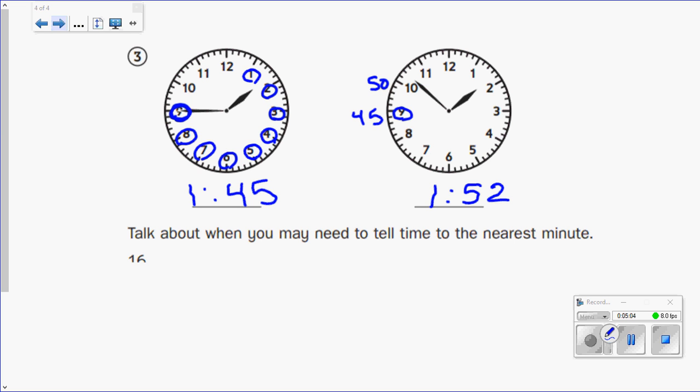Okay, that completes all of our clocks for our homework today. But if you have a minute, sit and talk with somebody in your family and ask them about when you need to tell time to the nearest minute. Okay? So talk about how you need to tell time to the nearest minute and how you can figure that out.